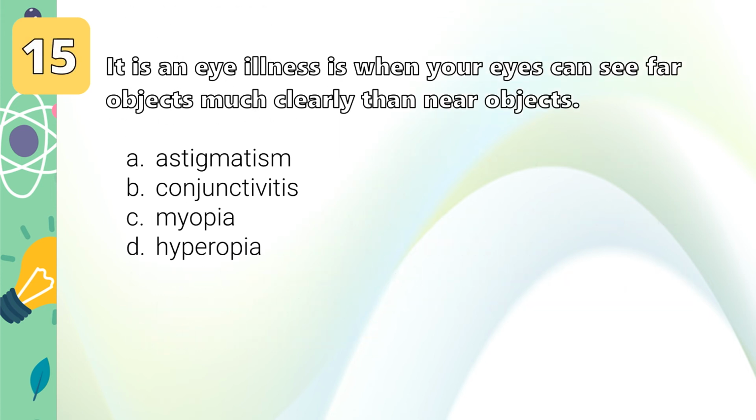Number 15. It is an eye illness where your eyes can see far objects much more clearly than near objects. A. Astigmatism. B. Conjunctivitis. C. Myopia. D. Hyperopia.